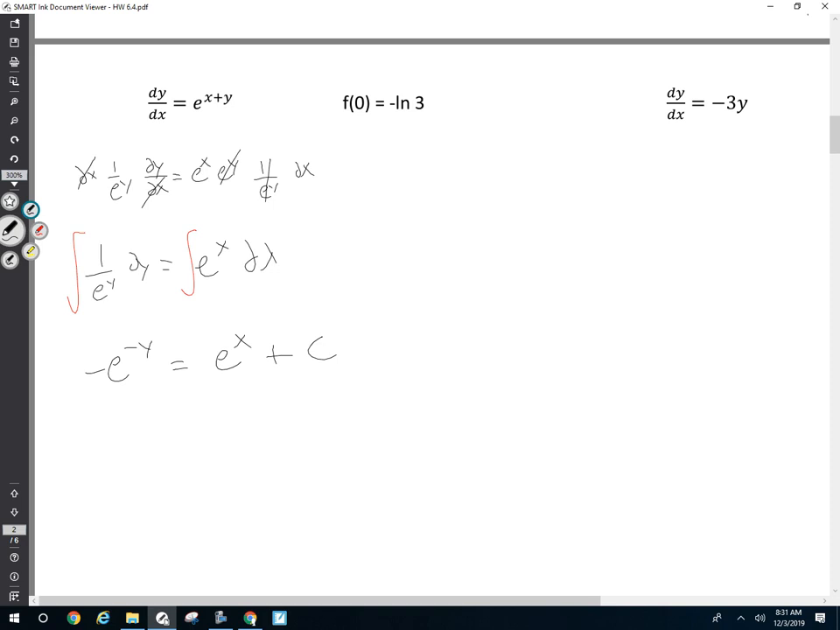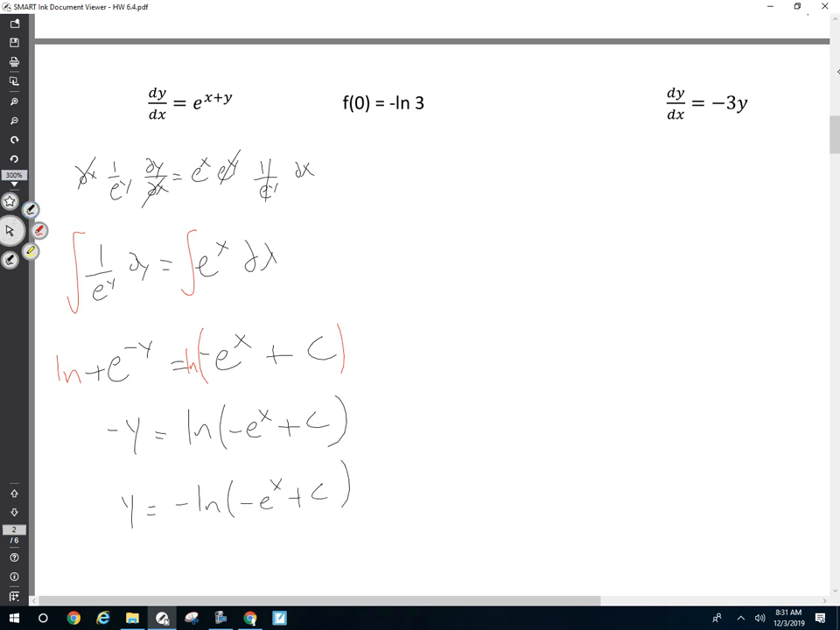Got to solve for y. Take the opposite of both sides. The negative gets baked into the c. Then take the natural log of both sides, giving me negative y equals log of negative e to the x plus c. And again, solve for y by taking the opposite of both sides.